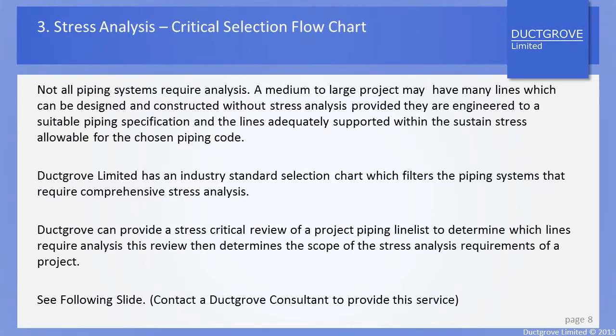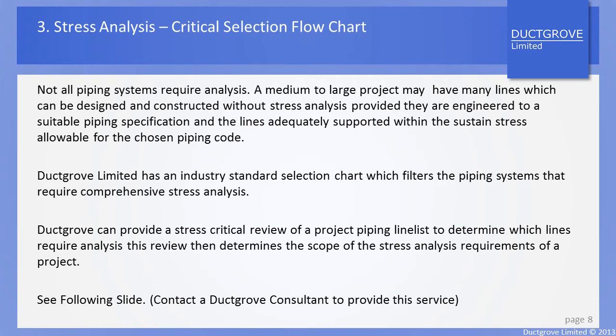Not all piping systems require analysis. A medium to large project may have many lines which can be designed and constructed without a stress analysis review. These are engineered to suitable pipe specifications and the lines are adequately supported and stay within the sustained stress for the chosen piping code. Ductgrove Limited has an industry standard selection chart which filters the piping systems that require comprehensive computer analysis.